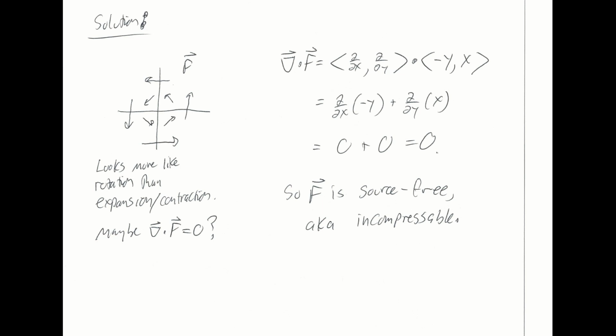And in fact, if we compute the divergence, we will see that we're taking a partial with respect to x of negative y, a partial with respect to y of x. Those are two functions which are constant with respect to the variables that they're being differentiated with respect to, and so we get 0 plus 0 equals 0. This is a source-free or incompressible vector field.